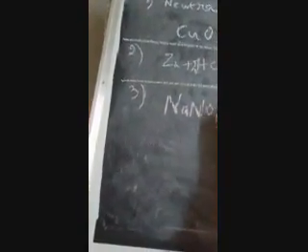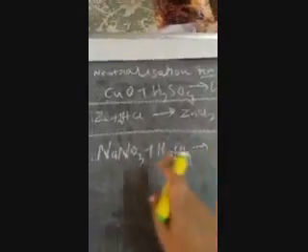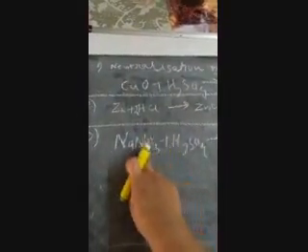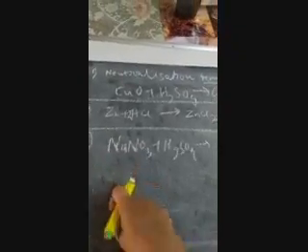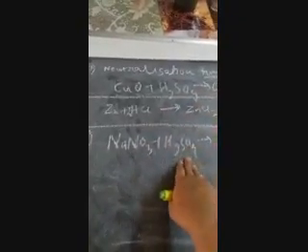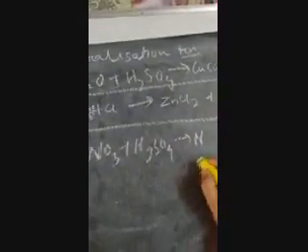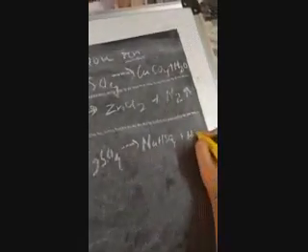We have already seen this during the preparation of more volatile acid. So if H combines with nitrate, it forms nitric acid, and it is more volatile than sulfuric acid. So obviously the reaction will go in this way and we will get NaHSO4 plus HNO3. This is more volatile, so this will go this way. The reaction will proceed towards the right-hand side.